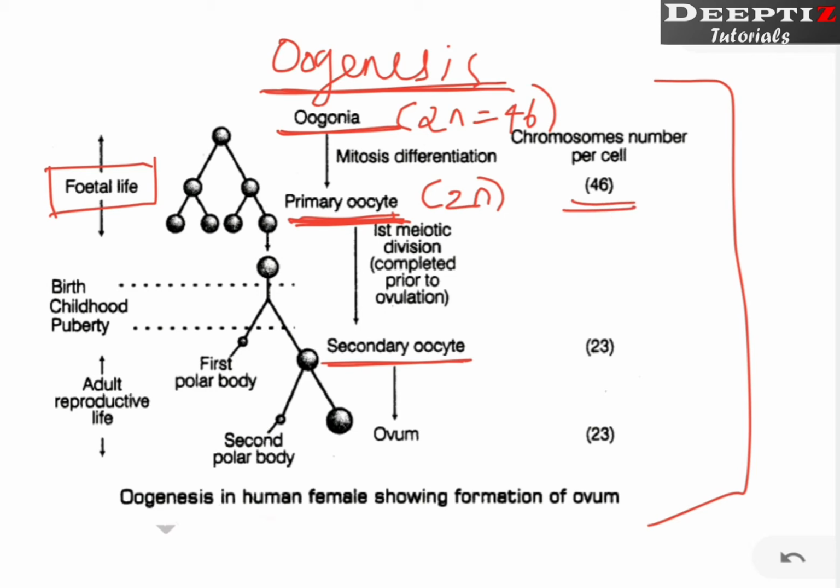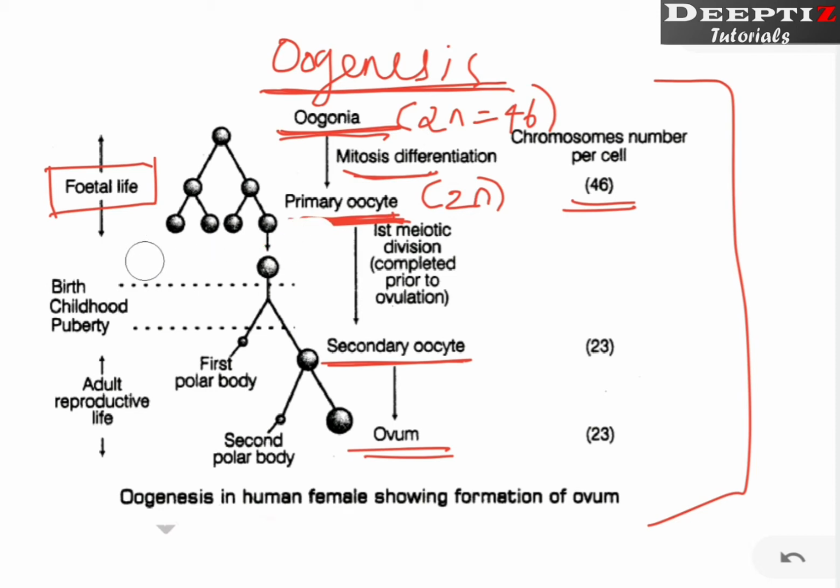So what happened till now? Oogonia, the mother cell which is going to develop in future as the ovum, undergoes mitotic division. It is an equational division. As a result, a number of primary oocytes are produced. These primary oocytes are all diploid in number. Let us trace one primary oocyte and see what happens to it.